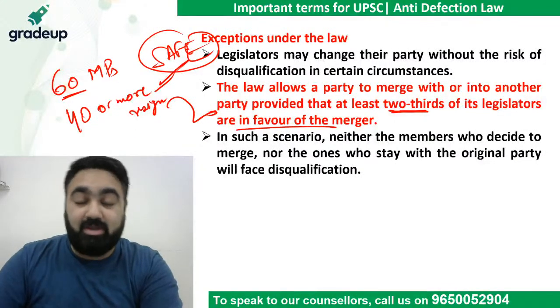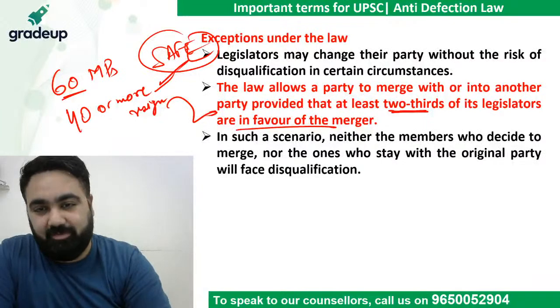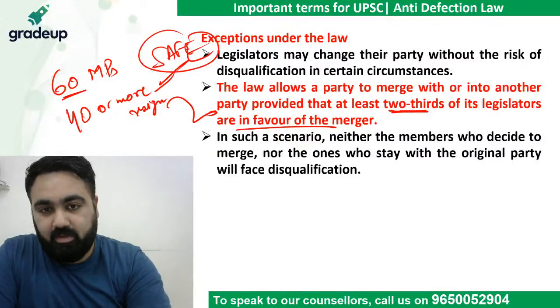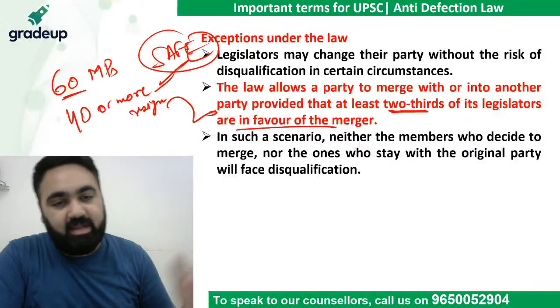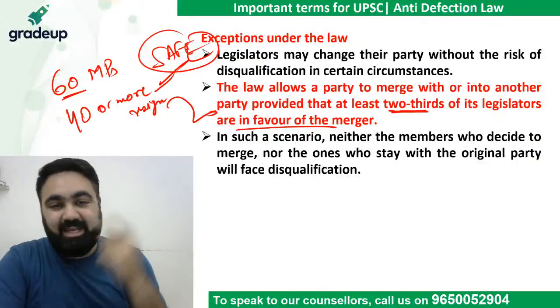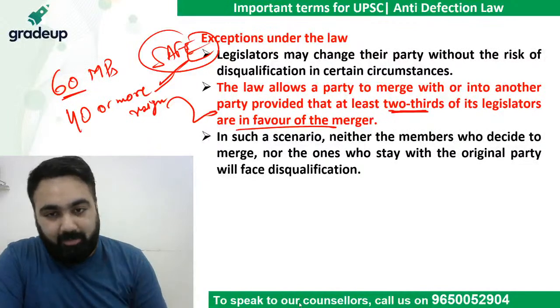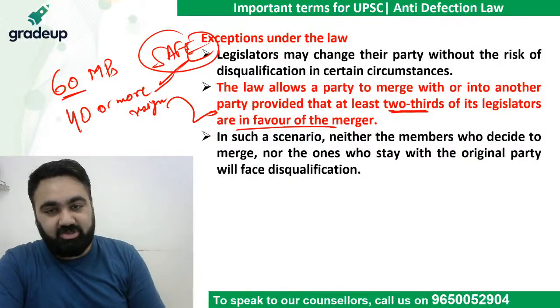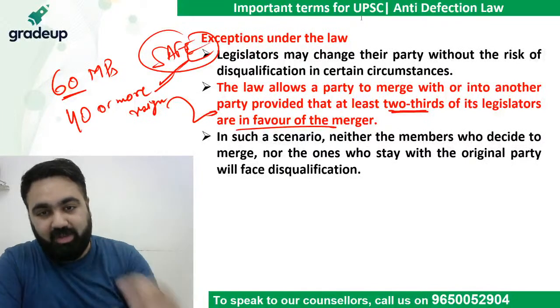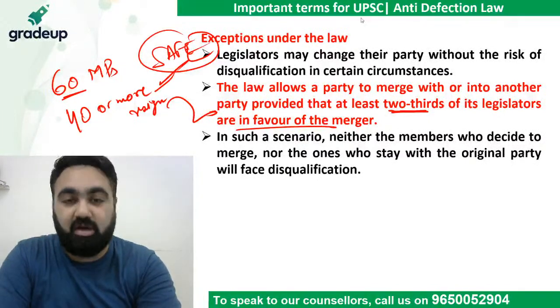If the number of members who leave are less than 2/3, they will be disqualified. At least 2/3 members. Earlier it was 1/3 and then it was 2/3. At least 2/3 members, if they together leave the party, they will not be disqualified. But those people have to be at least 2/3, if not more.